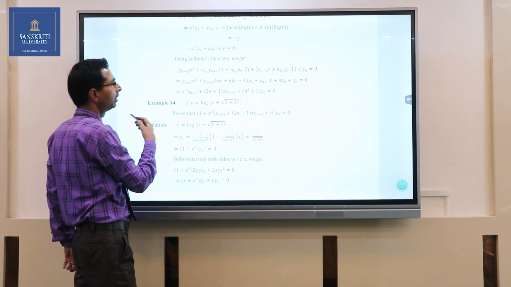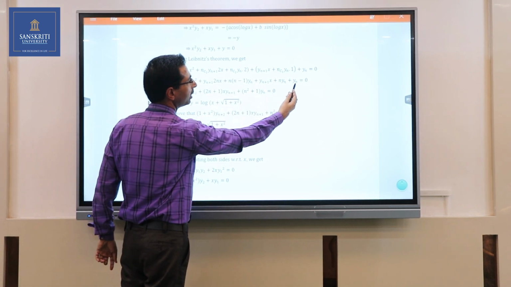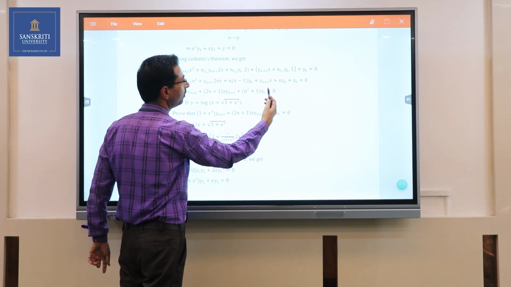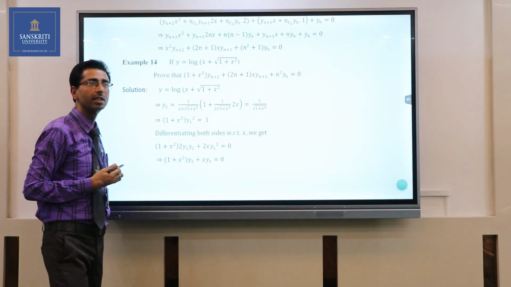First is here and second is y_n is here and y_n is here. Yes, y_n is common. Then we get y_{n+1}. Now we take the second example.